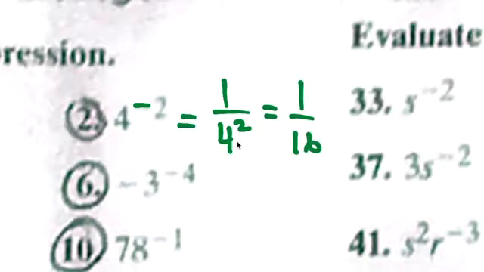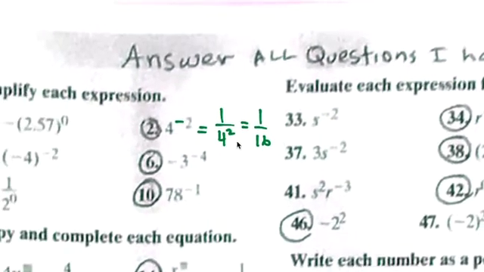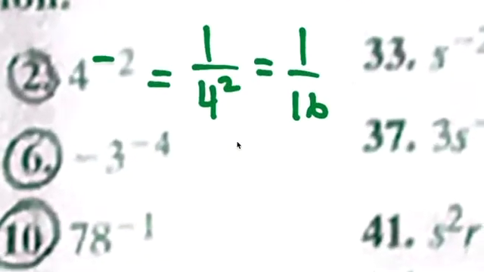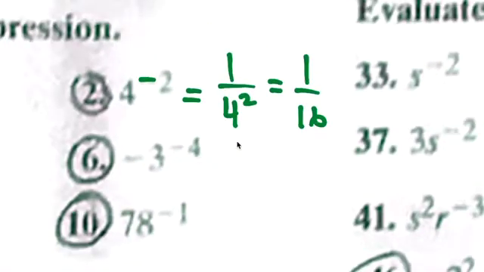But number 2, this is a negative, right? So it's 1 over 4 squared, and 4 squared is 16. That's your answer. Number 6. So I'm going to erase so that I have room for this one.